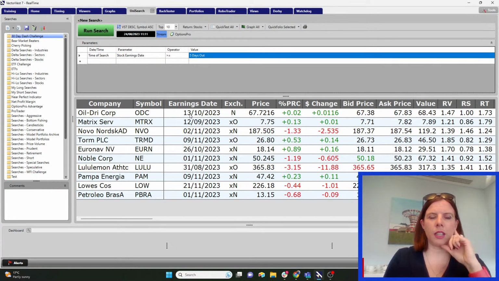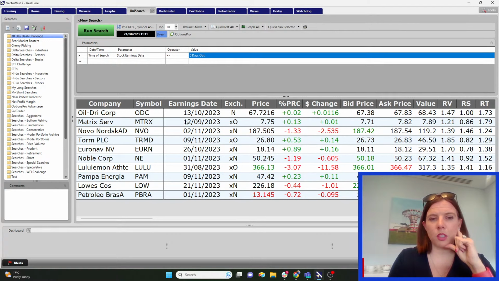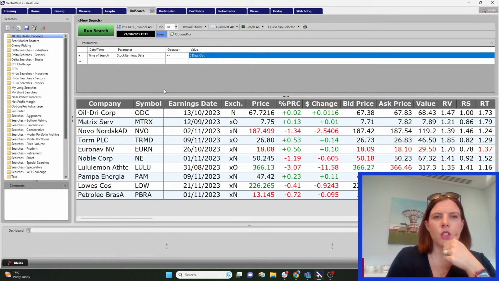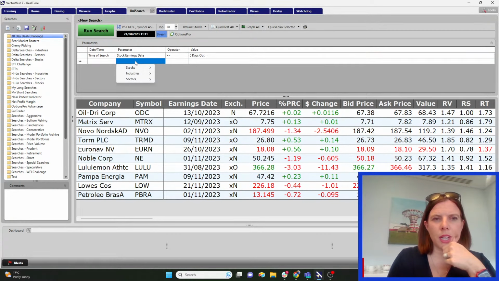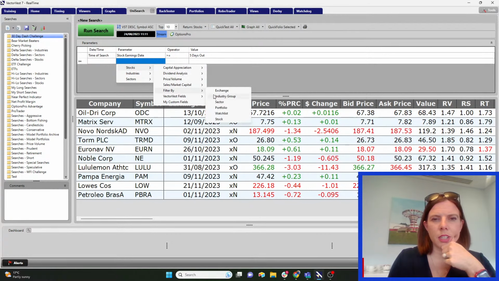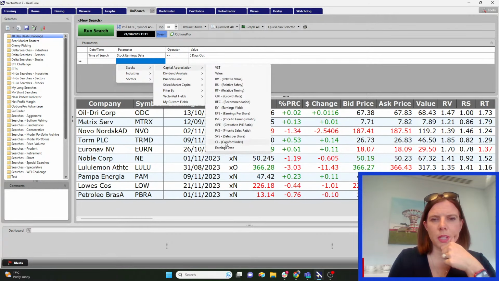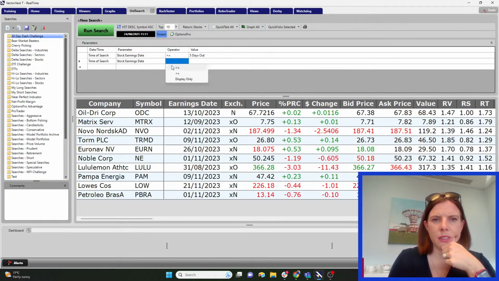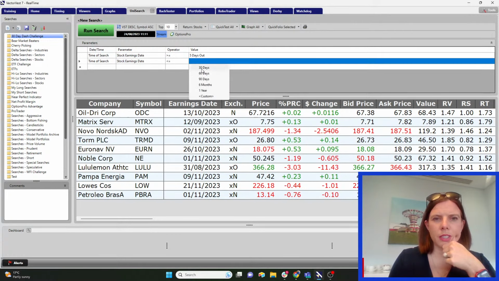If I run that search, we can now see that I have lots and lots of earnings coming out, but a lot of them are quite far away, right? Because all I said was I wanted the stock earnings date to be greater than 5 days out. So I could have the 13th of October, the 12th of September, the 2nd of November, etc. So they're quite far out. So instead, I would like my earnings also to be less than 30 days.